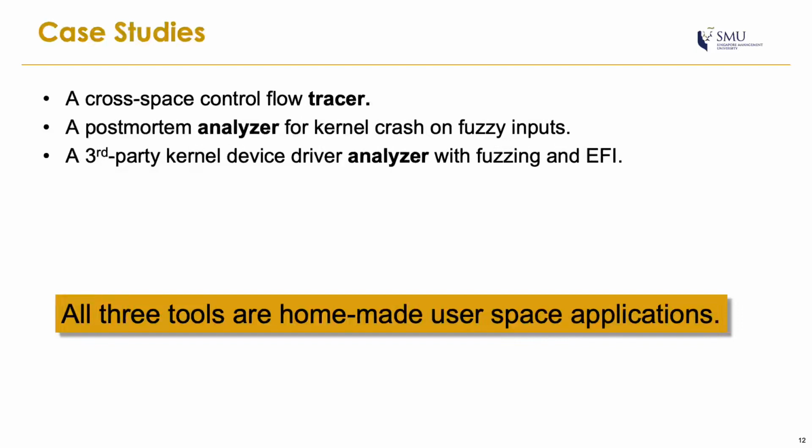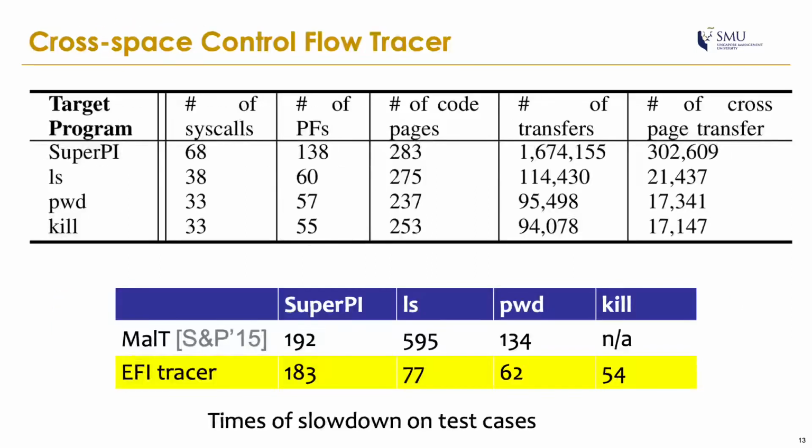Because Oasis is a new system, we developed 3 tools to showcase its capabilities. The first analysis tool is a cross-space control flow tracer. In this tool, the analyzer continuously places a jump probe at the next branch instruction of the target, along with the target execution. So for every basic block transfer of the target, the execution will be diverted to the analyzer.